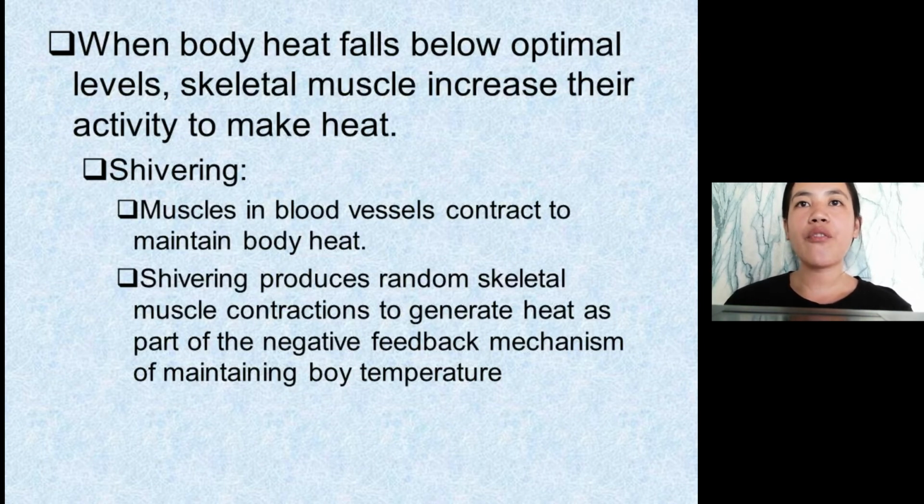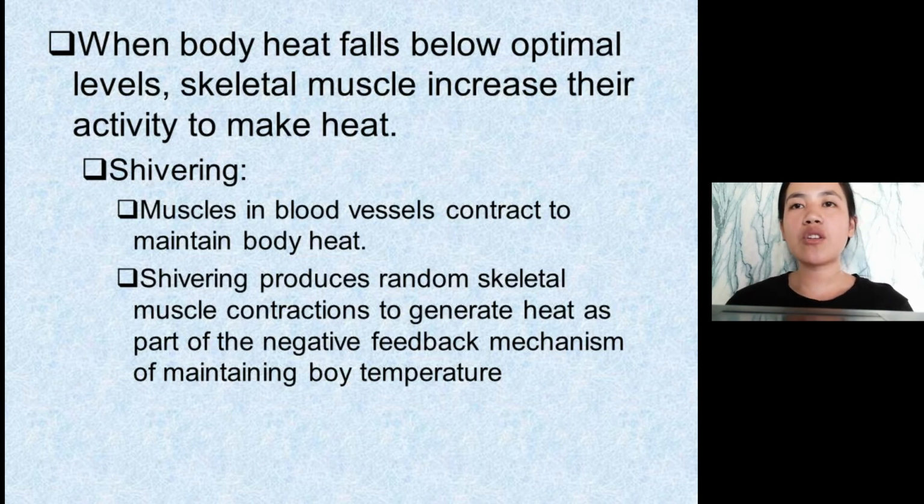Moreover, when body temperature falls below the temperature set by the hypothalamus of the brain, temperature sensors send a message to the hypothalamus to instruct the skeletal muscles to contract. Therefore, the skeletal muscle increases its activity to make heat, and this is through shivering. Shivering produces random skeletal muscle contractions to generate heat as part of the negative feedback mechanism of maintaining body temperature.